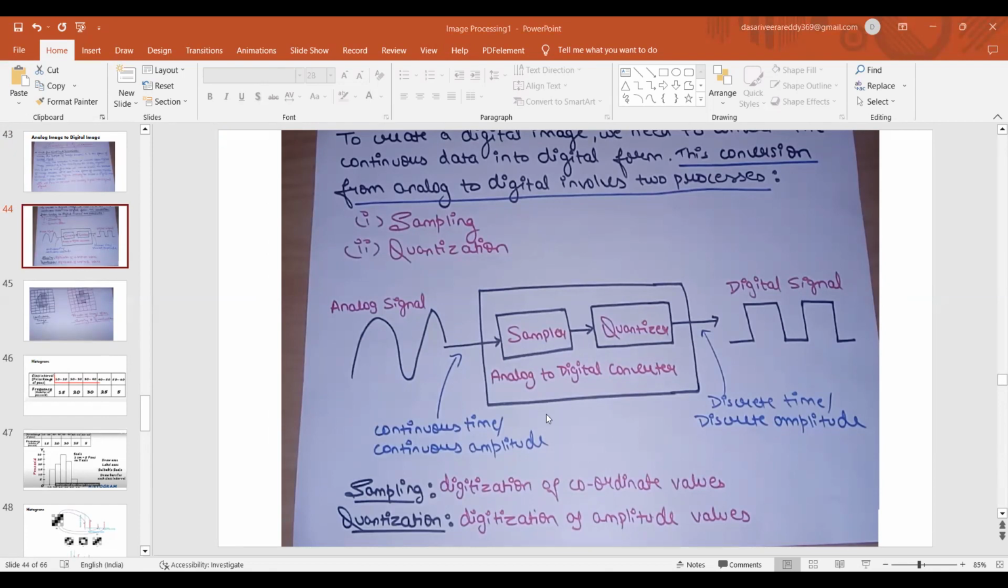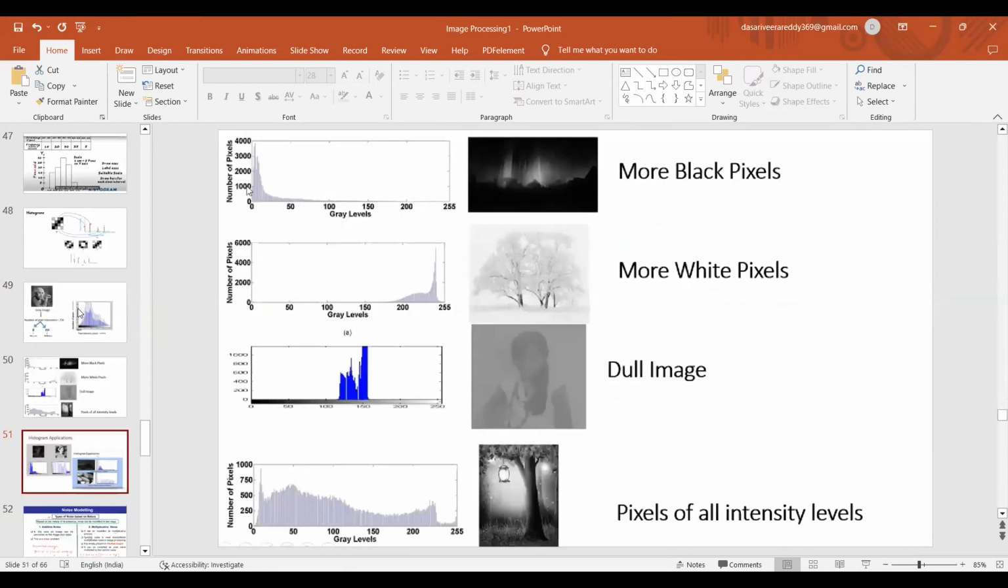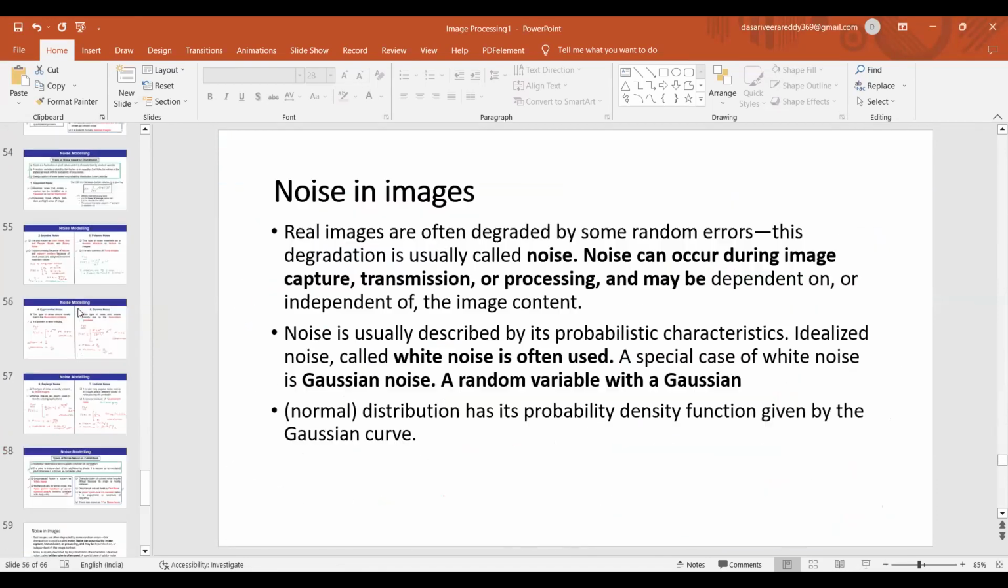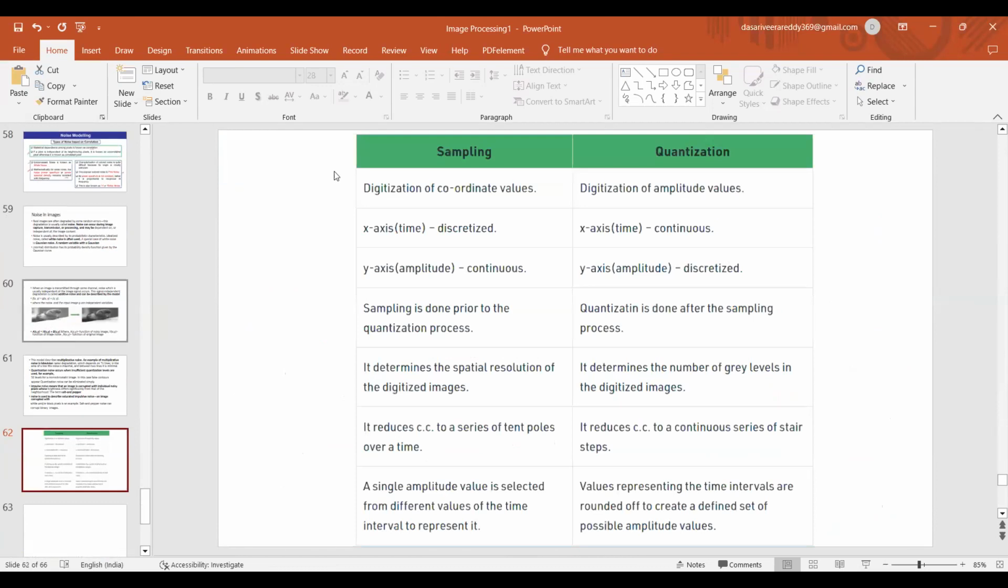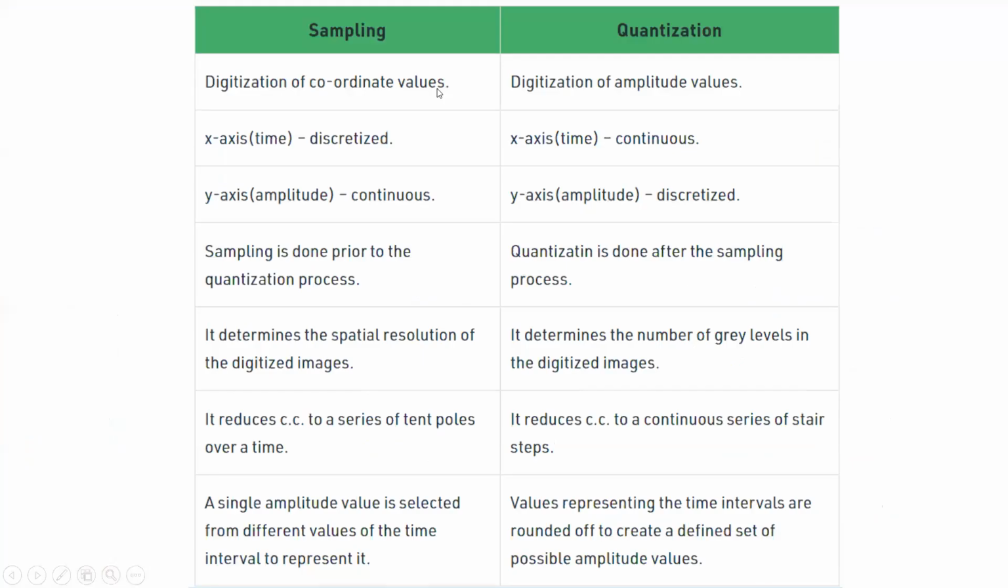Quantization is digitizing the amplitude values, as you can see on the screen. This is very important. And sampling is digitization of coordinate values. Next, I added one slide that differentiates between sampling and quantization: digitization of coordinate values versus digitization of amplitude values.